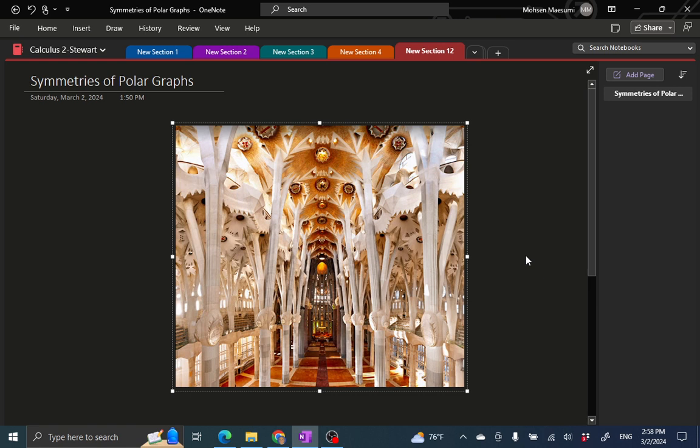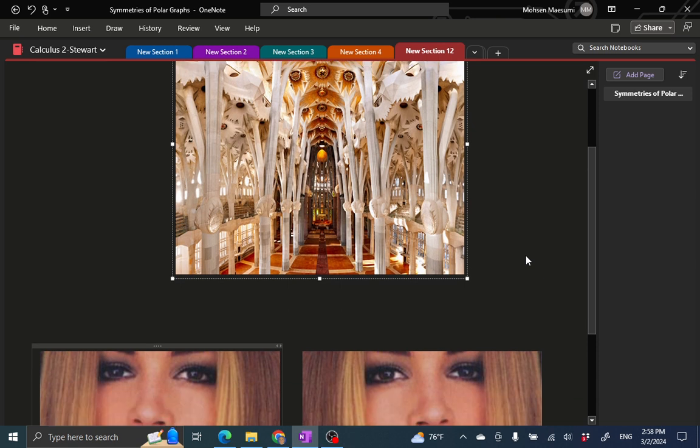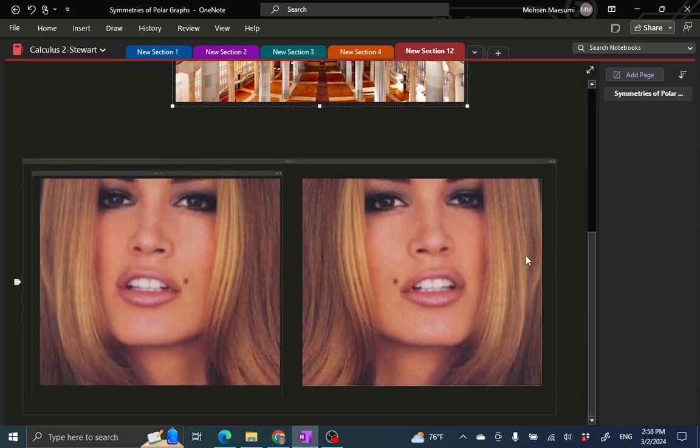How about other areas of life? Let's go take a look at some other pictures. Here's a picture of a model, and it's a reflected image in the y-axis. Now the quick question, which one is the true picture? How can we tell the true picture from its reflected image?